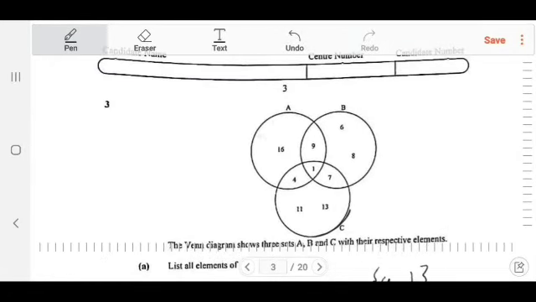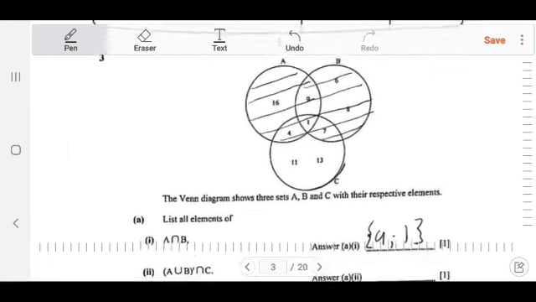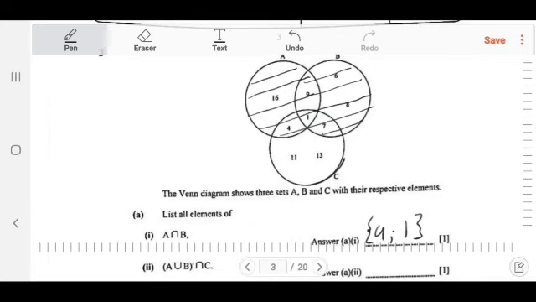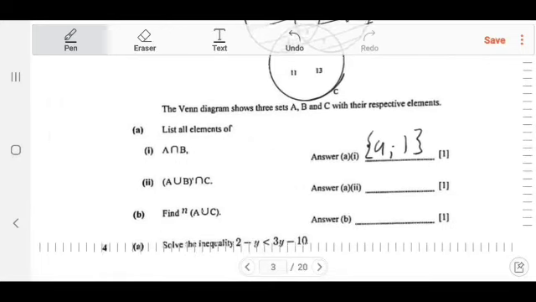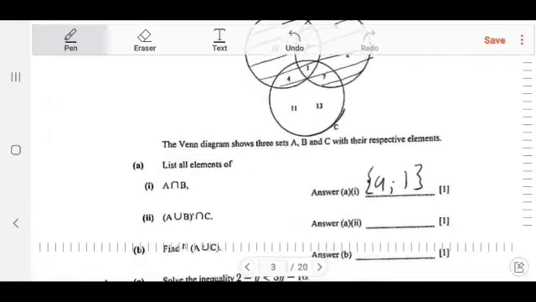Then item 2 is (A union B) complement. Okay, (A union B) complement is this one, wherever there is A and B. Then the complement is something that is not shaded there. Then intersection C, one that is in C and not shaded, so it's 11 and 13.